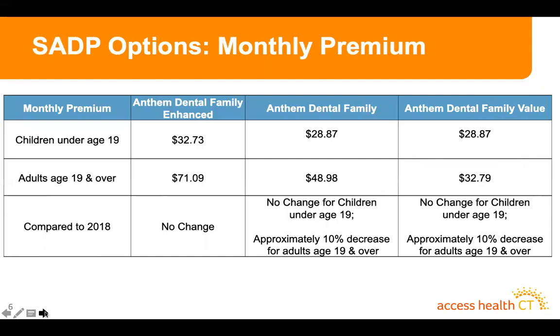This chart simply shows the premium for the 2019 plans for each of the three standalone dental plans that are offered through Access Health. The rates are the same statewide for children and also for adults, and those are listed here. The last row indicates whether there was any change in the rates compared to 2018. As you see, for the first plan, the Anthem Dental Family Enhanced Plan, there has been no change in either the adult or the child rate.